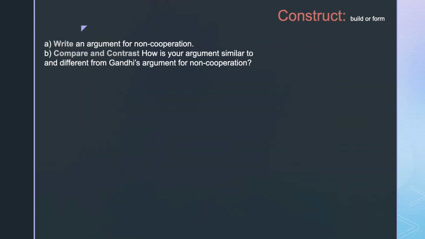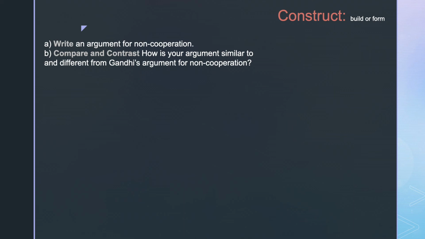For your last question, you are going to be asked to construct. Construct means build or form. In this case, you are going to form an argument. Your question states, write an argument for non-cooperation. How is your argument similar to or different from Gandhi's argument for non-cooperation?